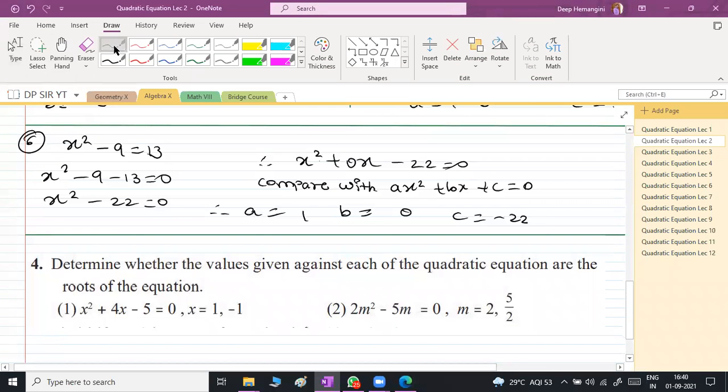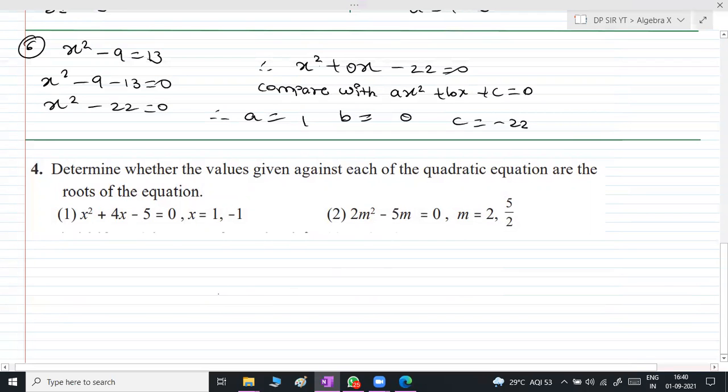Pay attention to what they are asking. Determine whether the values given against each of the quadratic equations are roots of the equation or not. To determine whether these values are roots or not, you need to substitute that particular value in the place of the variable, and check whether LHS and RHS are equal or not. So let me take the first question.